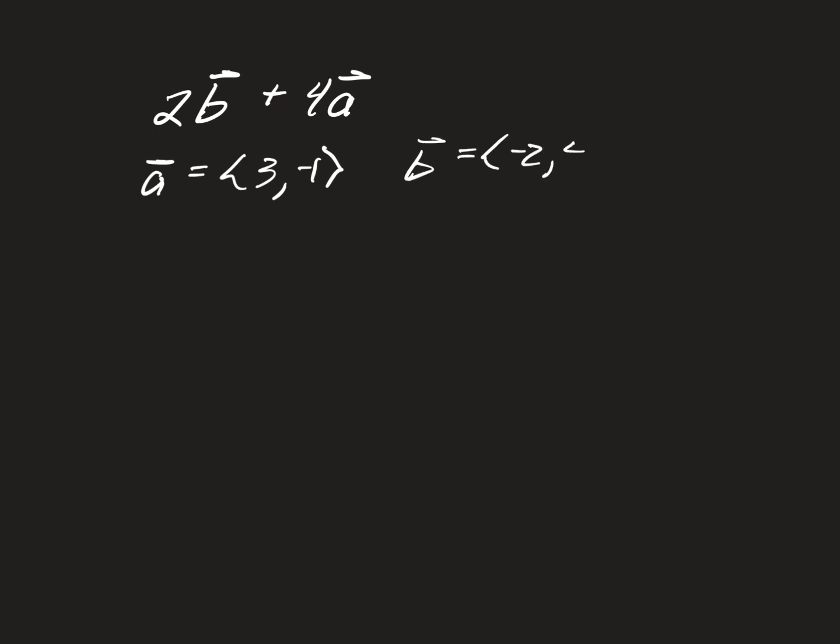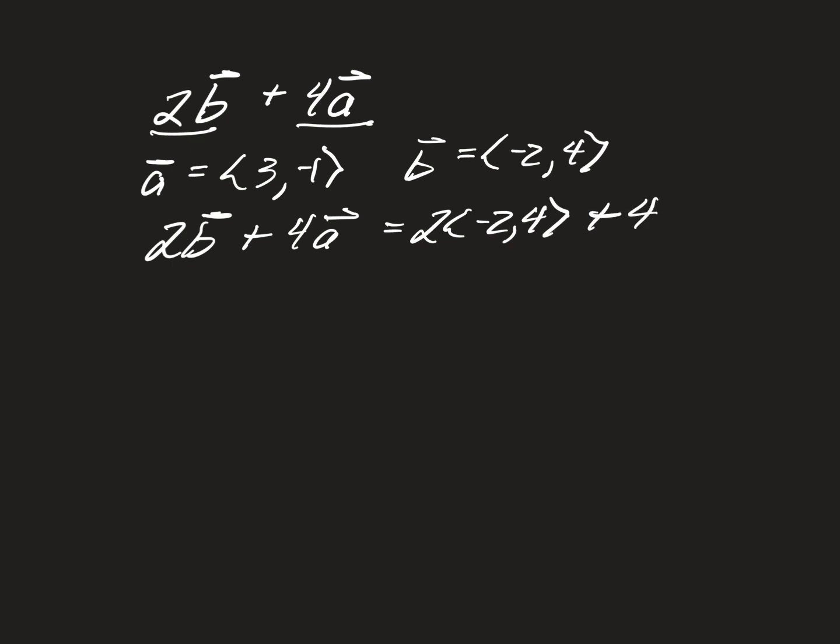The next component form vector is you want to find something like 2 times vector B plus 4 times vector A. And so in this case, let's make vector A 3, negative 1, and let's make vector B equal to negative 2, 4. All right. And so this is scalar multiplication and then addition of vectors. So 2 vector B plus 4 vector A is going to equal 2 times the component form of vector B plus 4 times the component form of vector A.